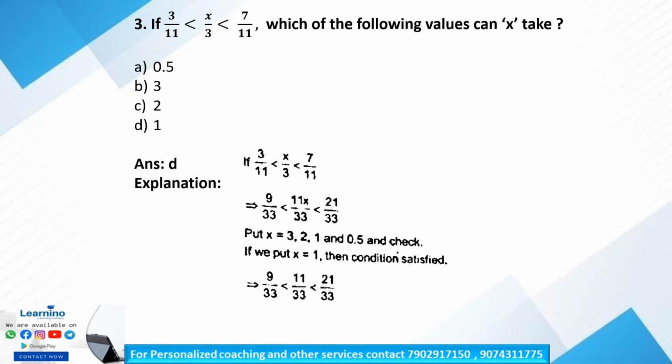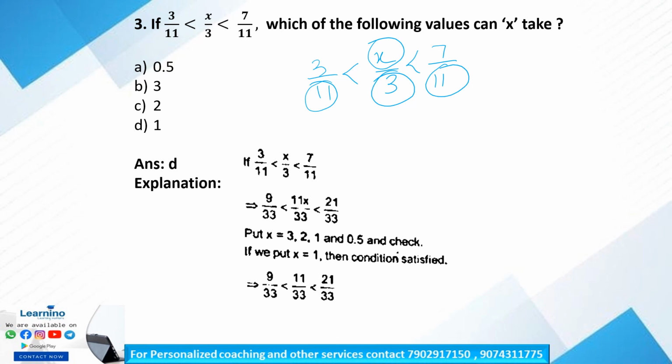If 3 by 11 is less than x by 3 is less than 7 by 11, which of the following values can x take? We have to find the value of x. If a fraction is given like this, we have to make the denominator equal first, so that we can find the answer very fast. Here we have 11, 3 and 11. We can make the denominator 33 as common, right? 11 into 3 is 33, 3 into 11 is 33, again 11 into 3 is 33. This is the common denominator we can make very clear and quick.